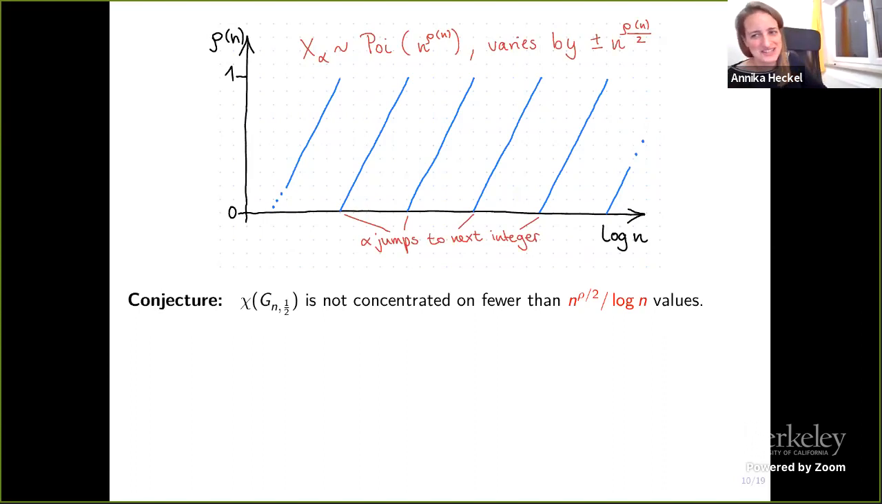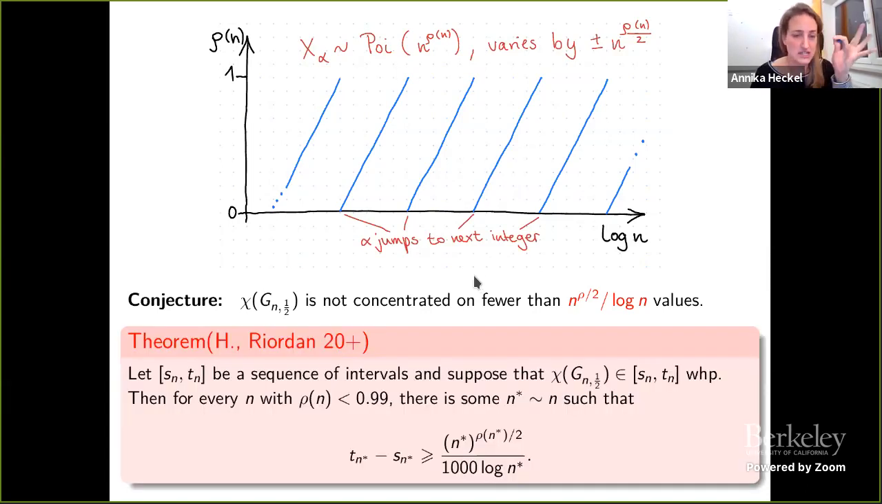If you don't understand the log factor, that's fine. Roughly, the chromatic number should not be more concentrated than about the standard deviation of the number of alpha sets. And actually, our more general theorem shows essentially this conjecture with a caveat. We show that if S_n and T_n is some sequence of intervals which contains the chromatic number with high probability, then essentially for every n, there's some n star nearby so that this conjecture is true.